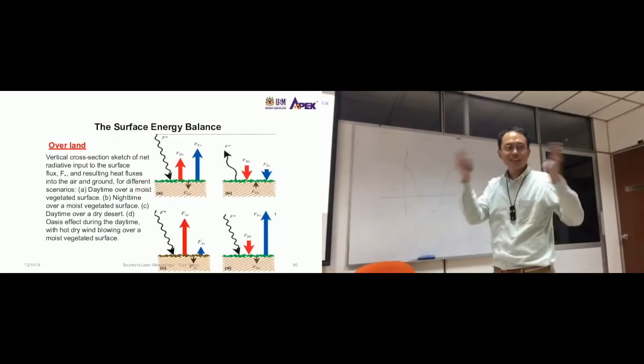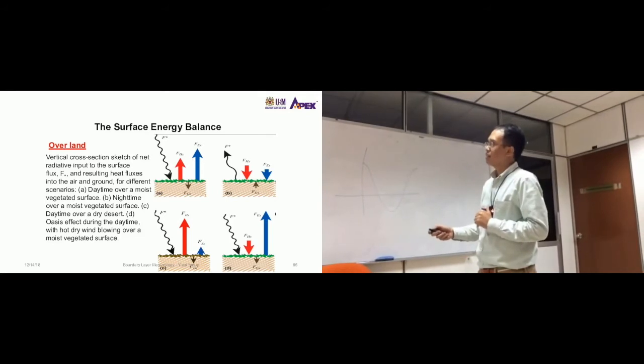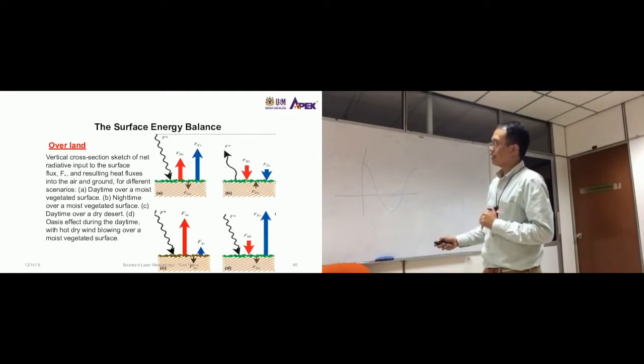So overland, this is the summary of it. Overland, vertical cross-section sketch of net radiative input to the surface flux, F, and resulting heat fluxes into the air and ground for different scenarios. So daytime, A, nighttime, daytime over dry desert, and this one is the oasis effect during daytime.